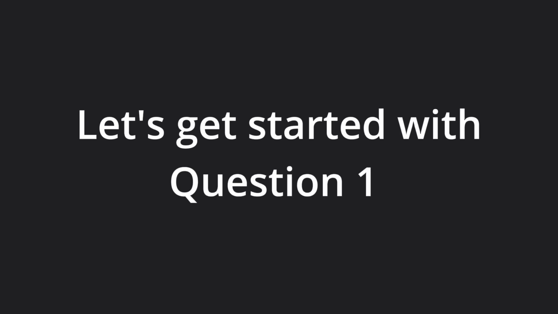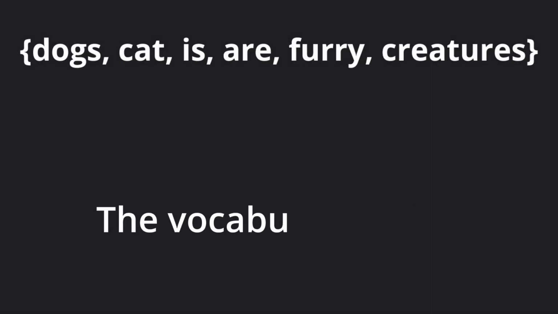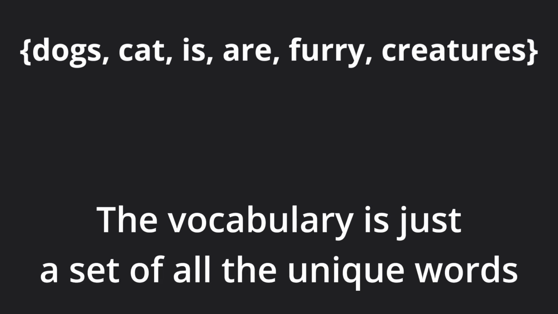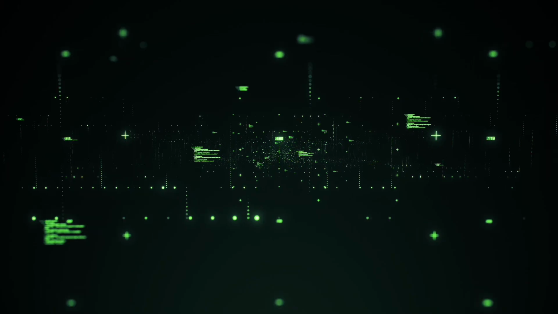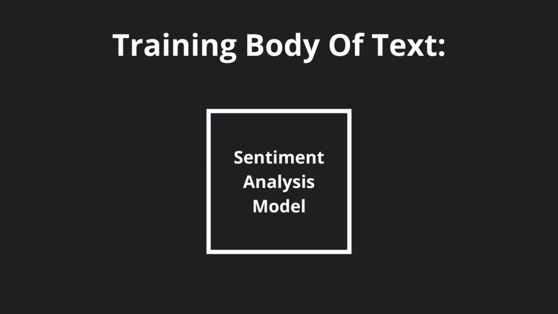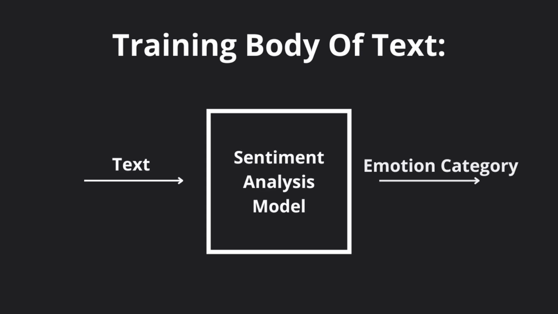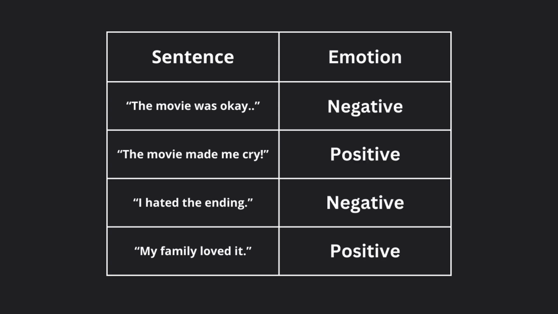Let's get started with question 1. Here is an example of a model vocabulary. The vocabulary is just a set of all the unique words the model encounters within the training body of text. Side note, the training body of text for ChatGPT is essentially the entire internet, while the training body of text for a sentiment analysis model, which is an emotion predictor model, might be a series of movie reviews and a corresponding label for each sentence.